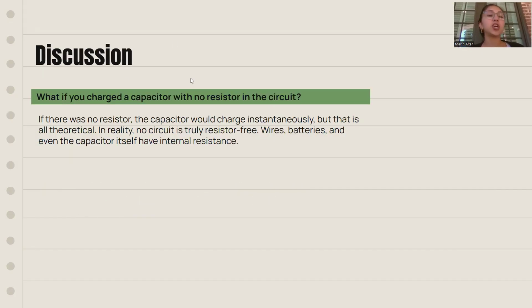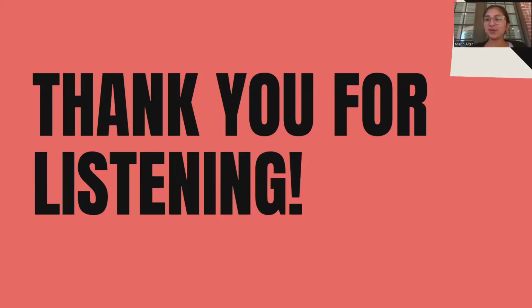So for the discussion, we'll talk about what if you charged a capacitor with no resistance in the circuit. And if there was no resistor, the capacitor would charge instantaneously, but that is all theoretical. In reality, no circuit is truly resistor-free. Wires, batteries, and even the capacitor itself has internal resistance. And so that is why if we don't have a resistor, the circuit still has resistance, so it's not going to charge instantaneously. So thank you so much for listening.